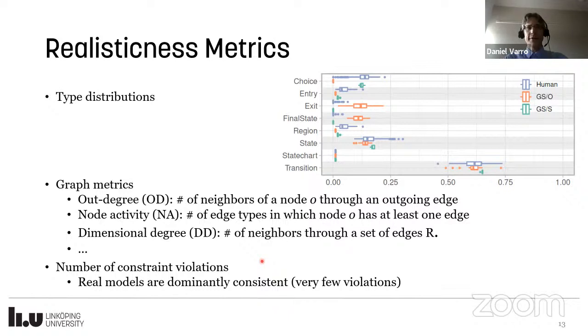So altogether, realisticness and consistency are not totally independent from each other. Real models are dominantly consistent. This was one empirical finding that we had, and this is also one motivation why we ended up investing a lot in consistency.